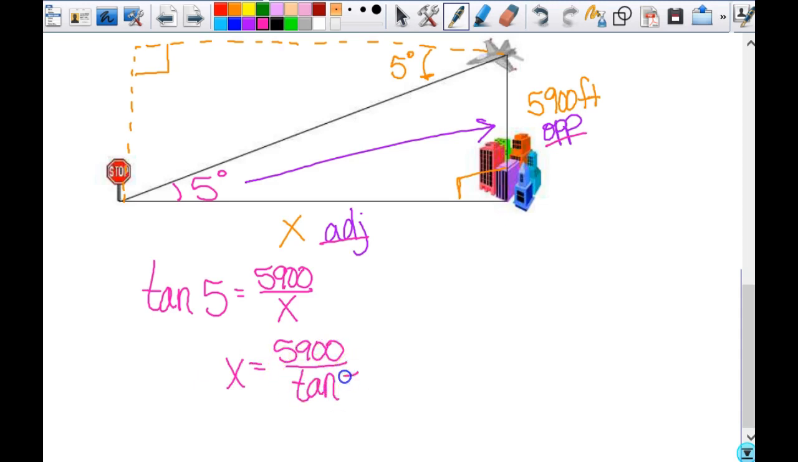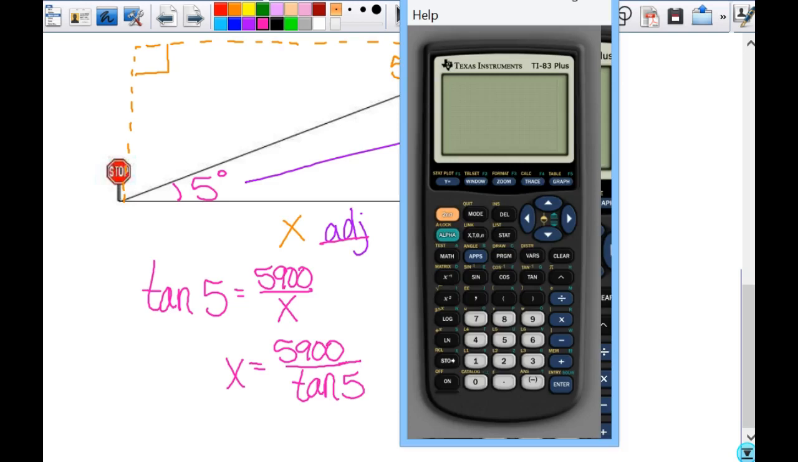You have to have something set up. You cannot just have an answer, type everything in your calculator. You don't have to write any intervals down or anything. So I get 5,900 divided by the tangent of 5. I get that number, 67,000 something.